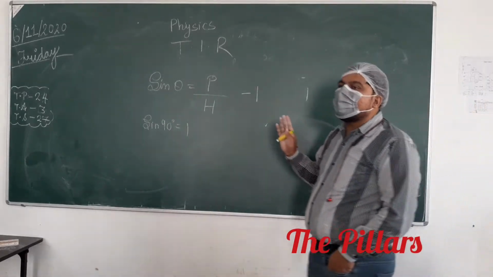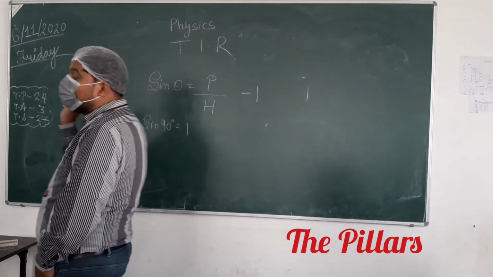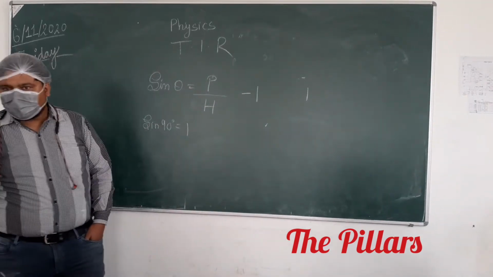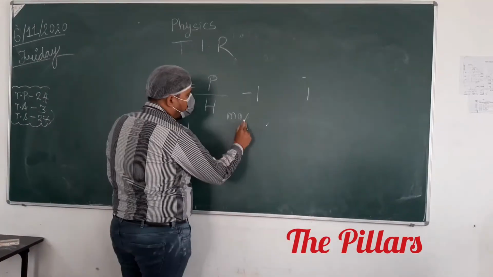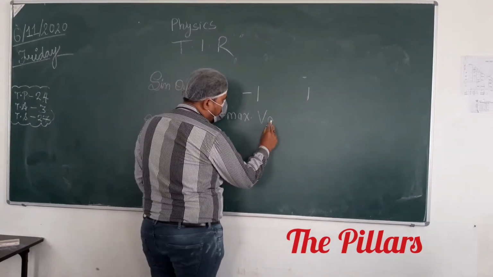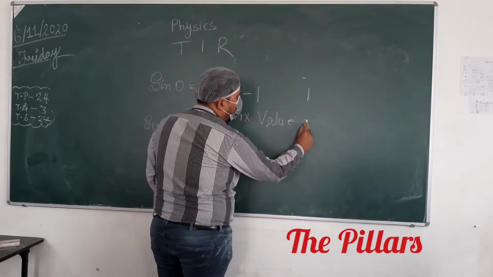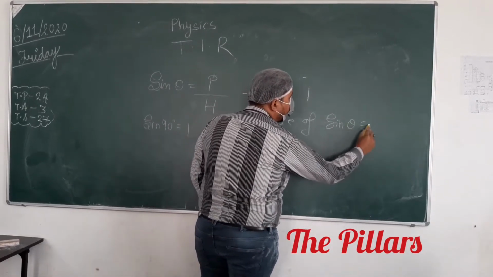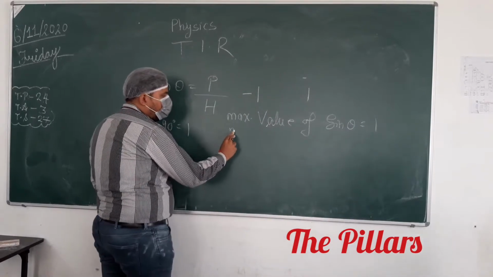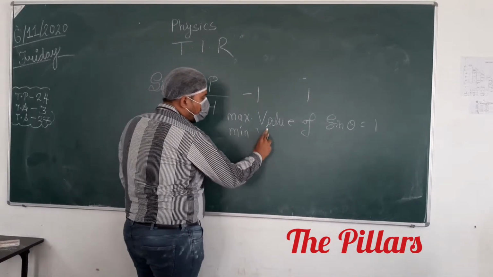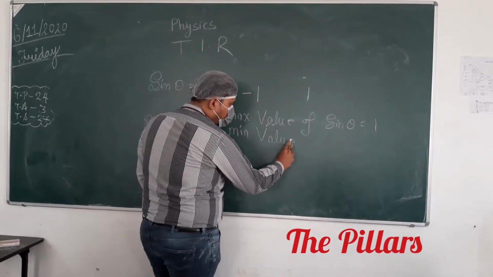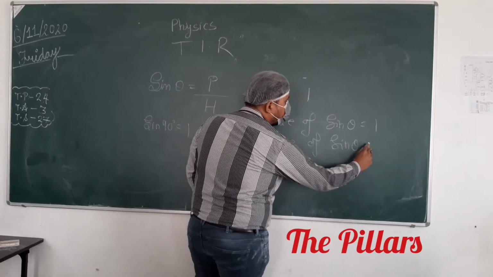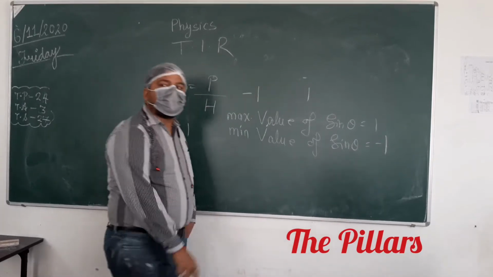So the maximum value of sin theta is 1. You can note it. Maximum value of sin theta is 1. Minimum value of sin theta is -1.